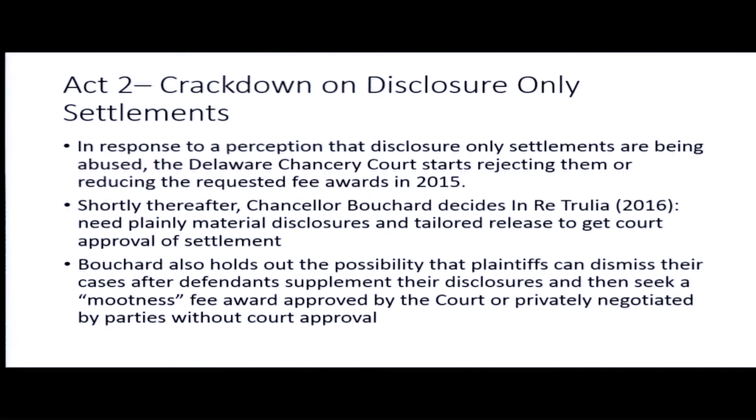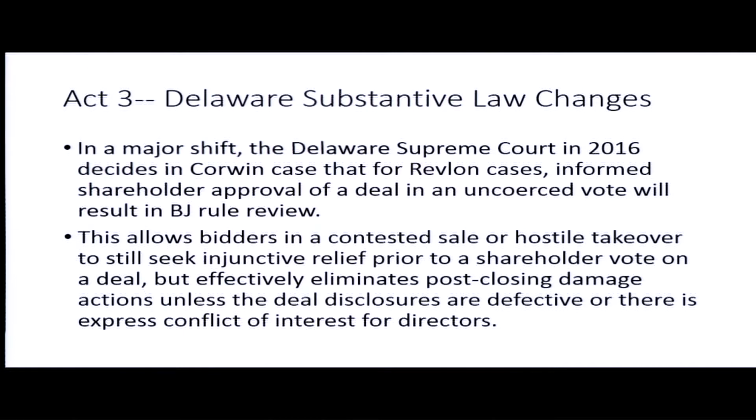Those disclosure cases settled very cheaply, and basically the trade was we'll give the plaintiff's attorneys some money and we'll give the shareholders of the company some additional disclosures, and in exchange they'll drop the case. And so that was Act 2. These disclosure-only cases suddenly became a lot harder to bring because the Delaware courts said, we won't approve settlements in those cases. All right, so Delaware becomes harder, and then Act 3 is we change the substantive law.